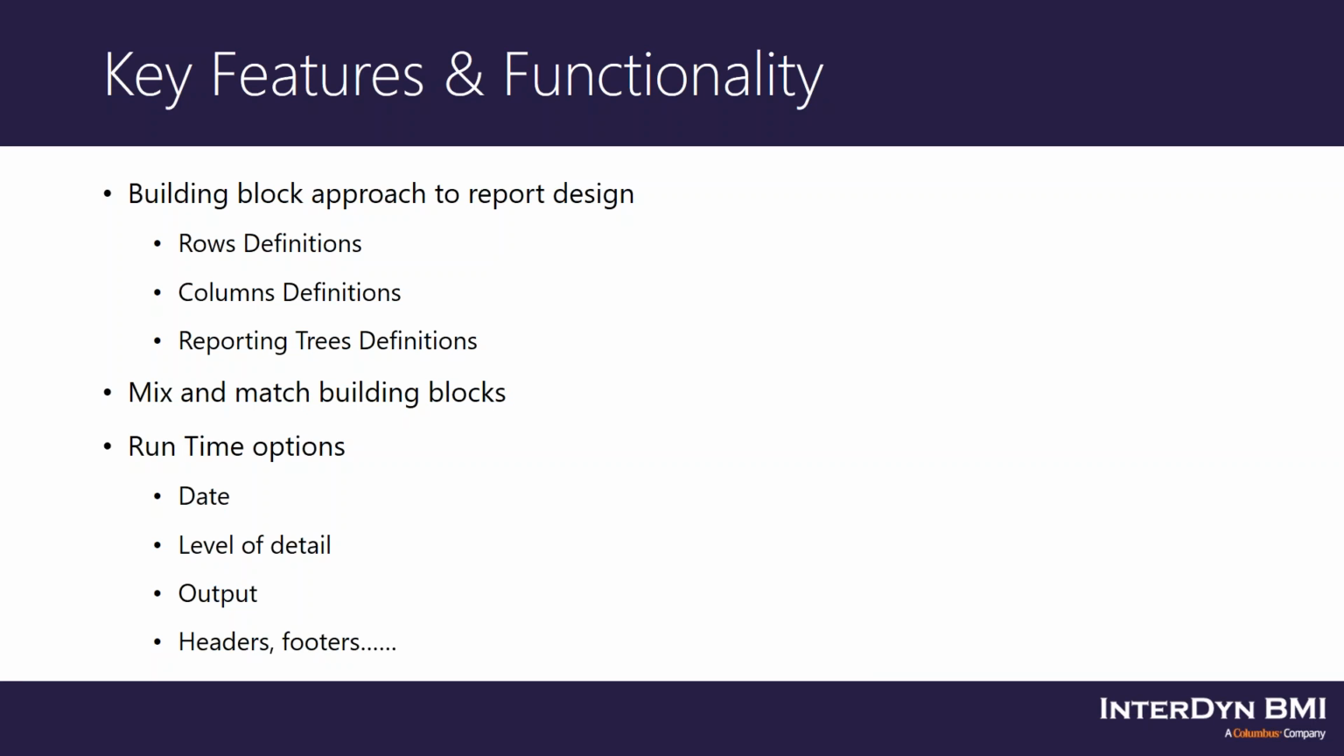You can choose the level of detail that you want to see in the report. So if you want to drill all the way down to a transaction level and see what transactions make up a balance, you have that ability. And then you can choose your output when you generate it. Do you want to send this to an Excel file? Do you want to send this to a PDF file? You have those abilities. Okay?